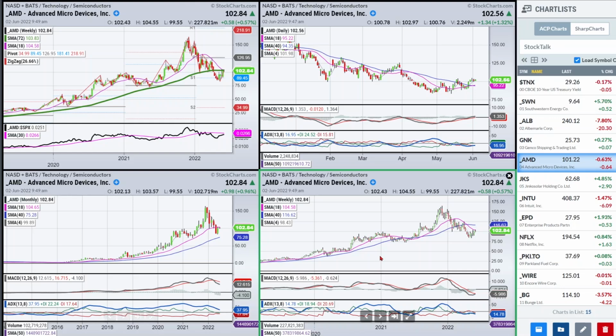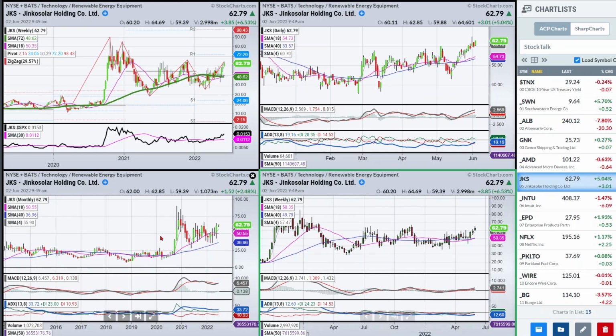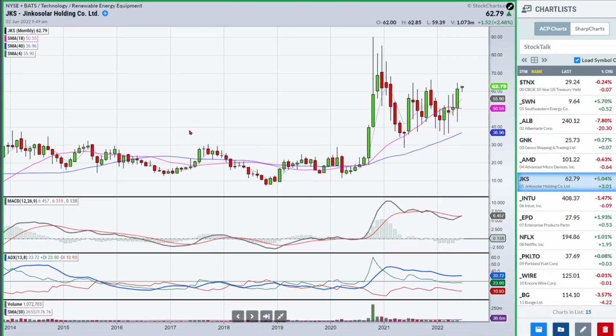So you don't have to jump on this. Low price doesn't necessarily mean low risk, right? We want to wait for a low-risk entry, not a low-price entry. Okay, so JKS, this really has an interesting look.